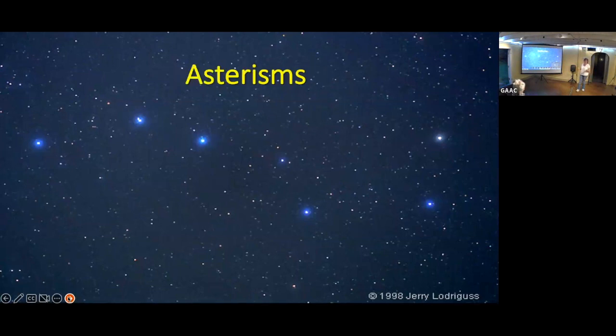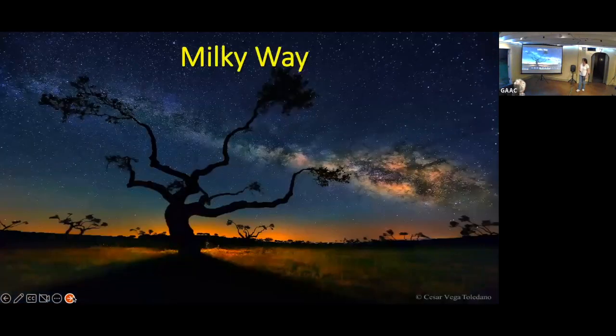And you can also see asterisms. This is obviously the Big Dipper, like I said, part of the bigger constellation called Ursa Major, or the Great Bear. So basically asterisms are patterns of stars that aren't actually constellations. You can also see the Milky Way if you're in a dark enough area, which is really spectacular.